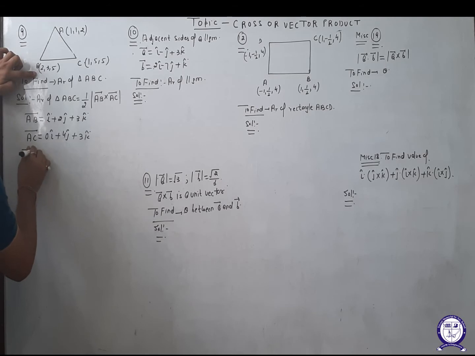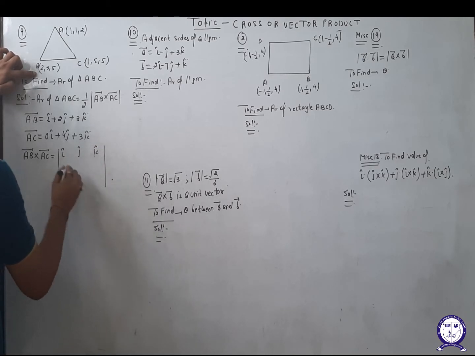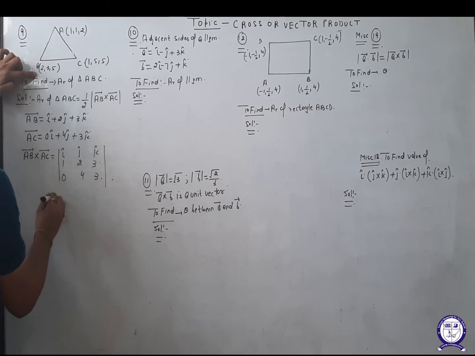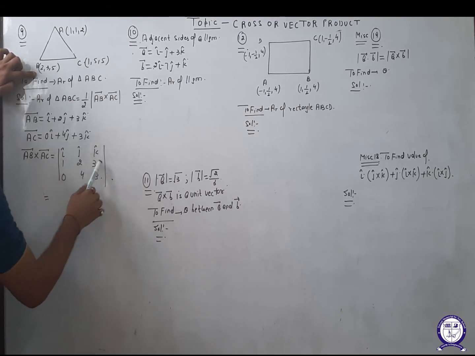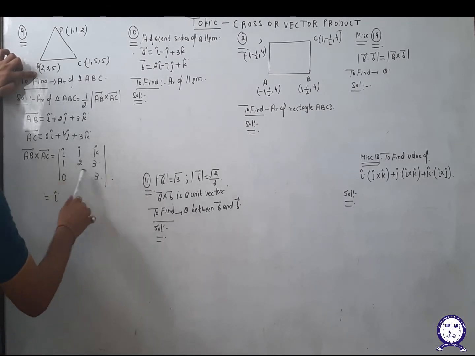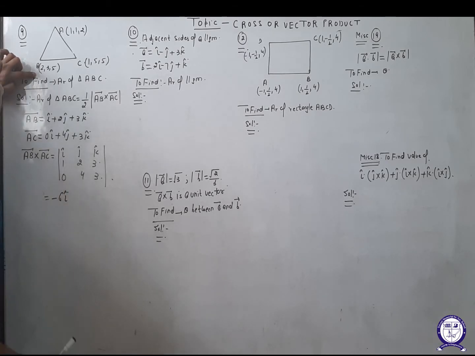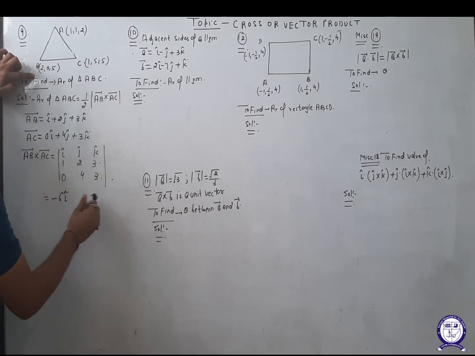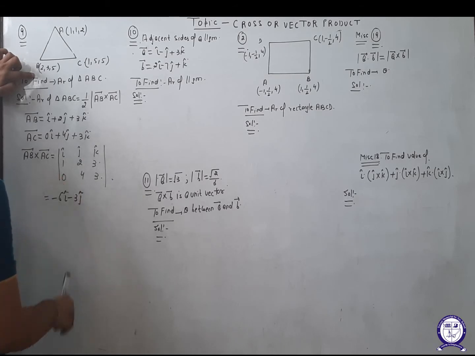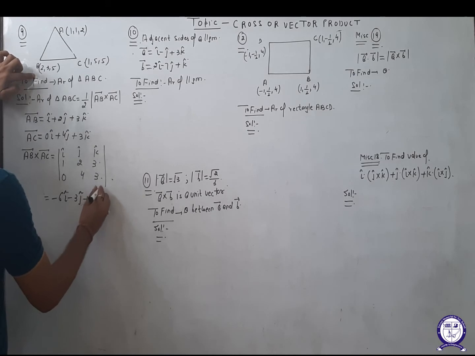Cross solves like a determinant with i cap, j cap, k cap, then 1, 2, 3, 0, 4, 3. That is i cap times 6 minus 12, that is minus 6 i cap. j cap times 3 minus 3, that is 3 j cap. Plus k cap times 4, that is plus 4 k cap.